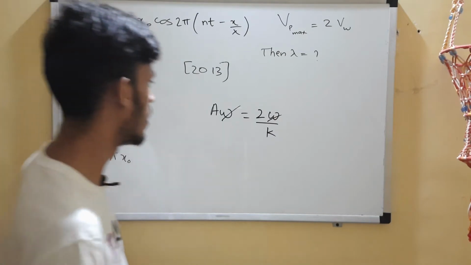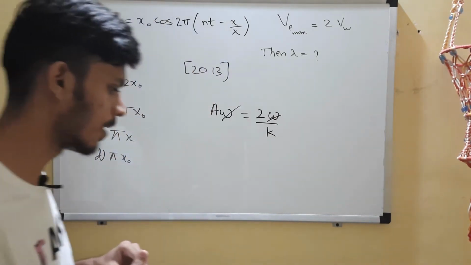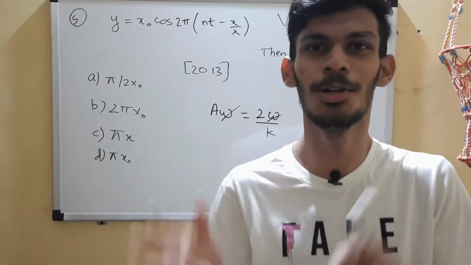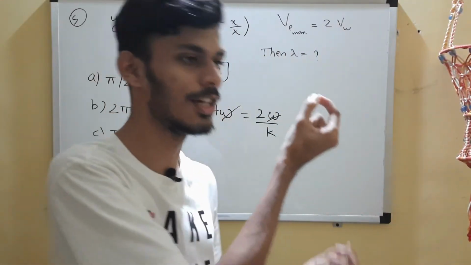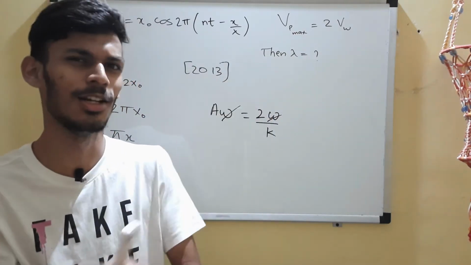Okay, and now the amplitude, what will be the amplitude of that SHM? The amplitude of that SHM is nothing but the amplitude of wave itself, right? Because the amplitude of the SHM is reflecting the amplitude of the wave.